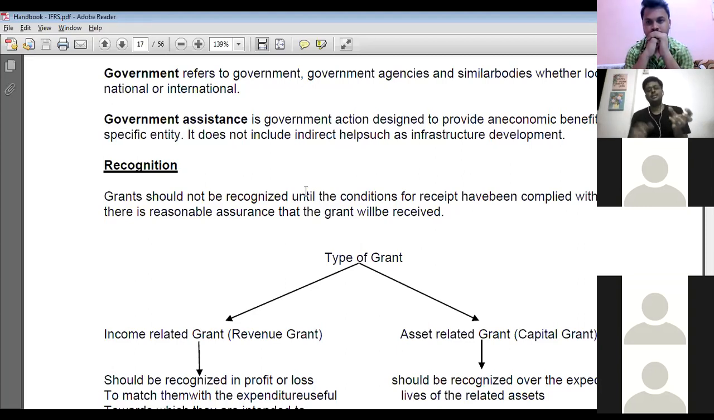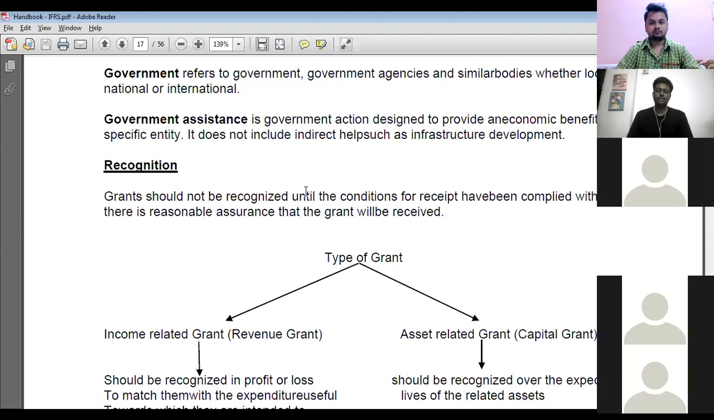So now if any entity is receiving a government grant, then how to account? First of all, the first question is, can we recognize this into books of account or not? Or when to recognize? So grant should not be recognized until the conditions for receipt have been complied with, and there is a reasonable assurance that grant will be received.